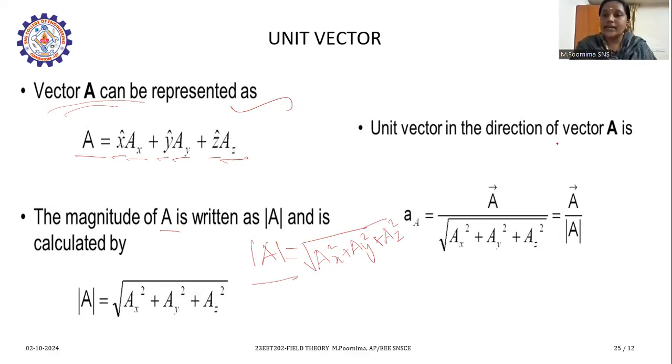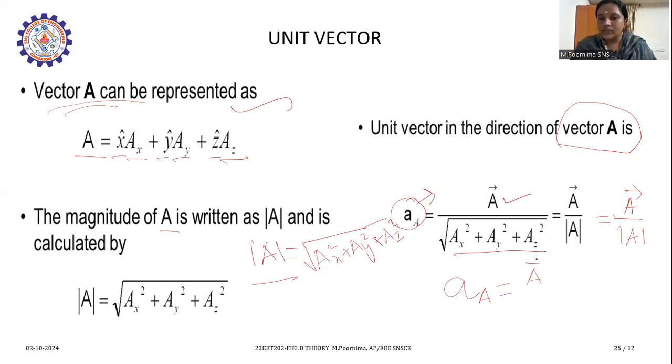So the unit vector in the direction of vector A is known as vector A divided by the magnitude of A. That is, the unit vector in the direction of A is equal to A vector divided by the modulus of A vector. Finally, the direction of vector A can be represented by A vector divided by modulus of A vector. This is what a unit vector is.